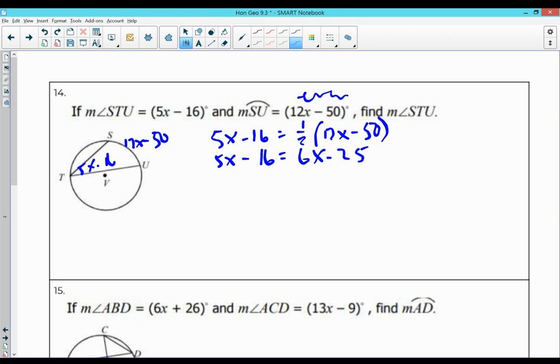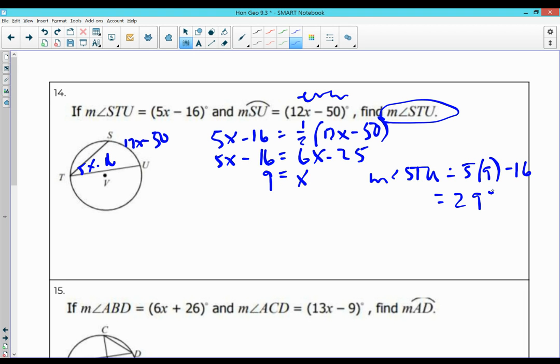So now since that's 6x and 5x, I'm already almost there. And just bring my constants to one side, my x's to the other. Now I already have the value of x. Now I'm looking for the measure of angle STU. So the measure of angle STU is going to be 5 times 9 minus 16. 45 minus 16 will be 29 degrees.